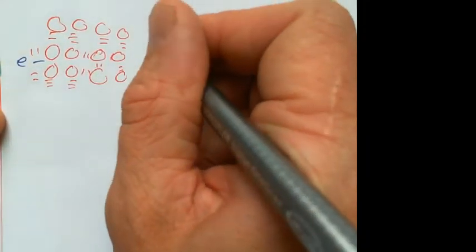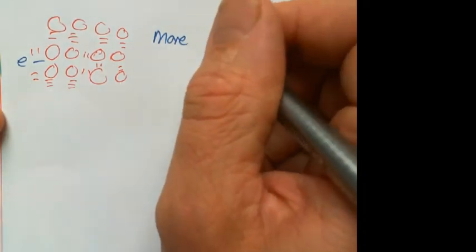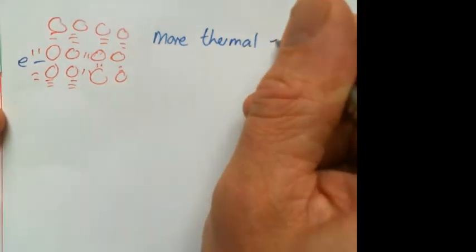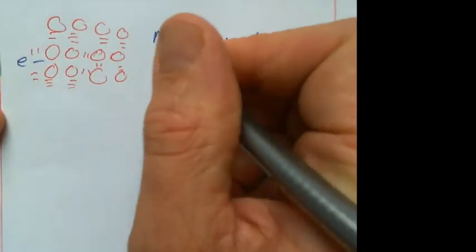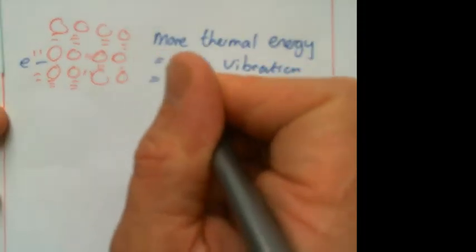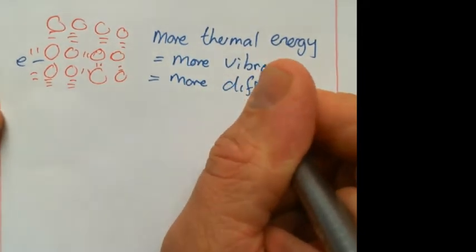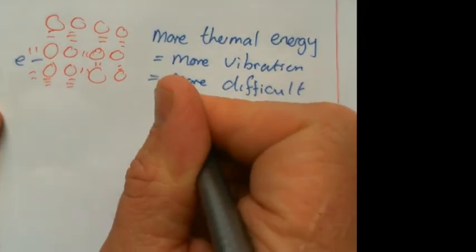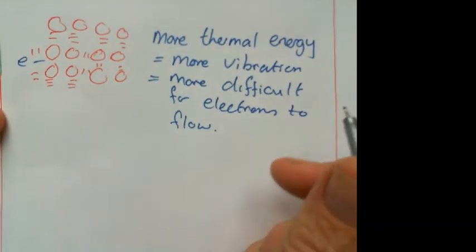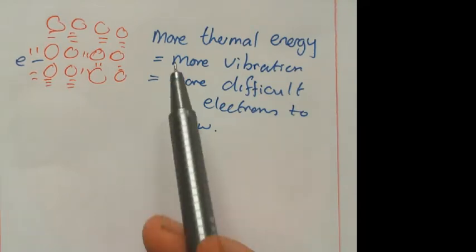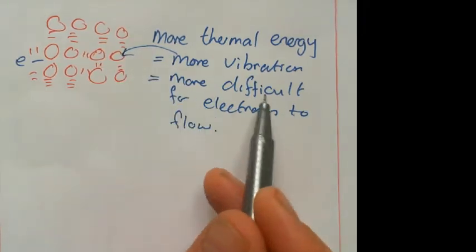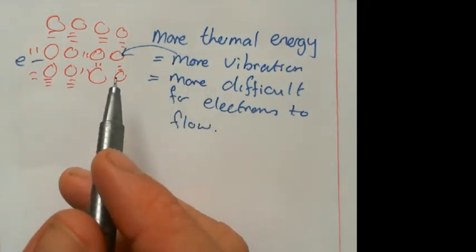So more thermal energy equals more vibrations equals more difficult for electrons to flow. Okay, so that's what we're saying. It's got more thermal energy, which means more vibrations of the atoms, which makes it more difficult for the electrons to flow through my circuit.